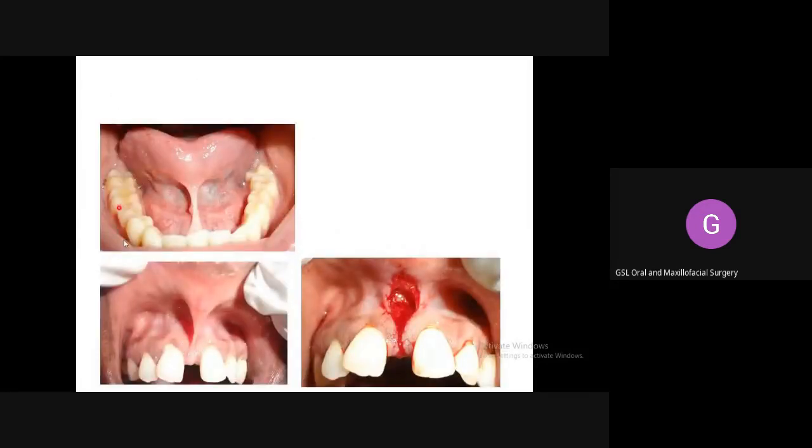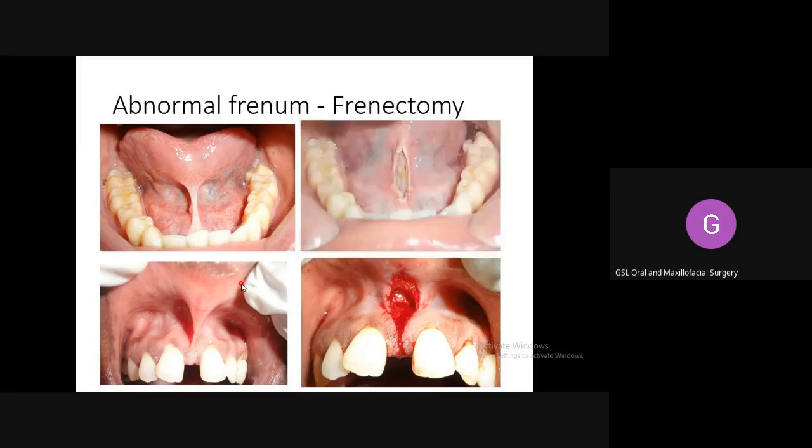Even the removal of frenums. Okay, removal of frenums can also be performed in our department. So removal of tongue tie. This is a laser-assisted frenectomy. So you can clearly see the bloodless field here. Okay, it has been severed with the help of a laser, and here it has been removed with the help of surgical incisions.